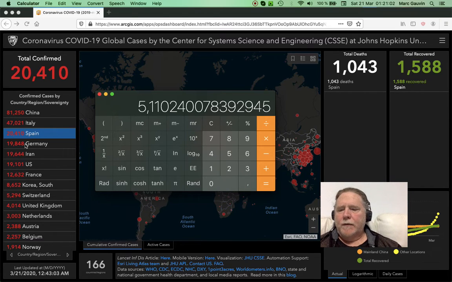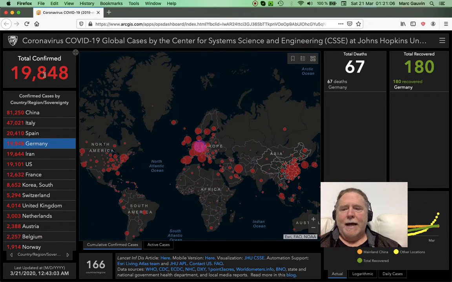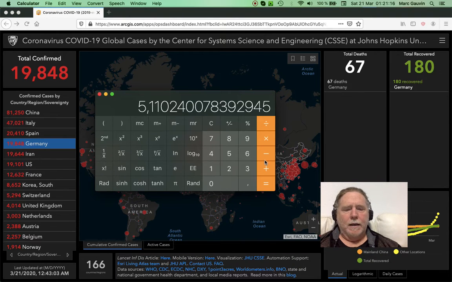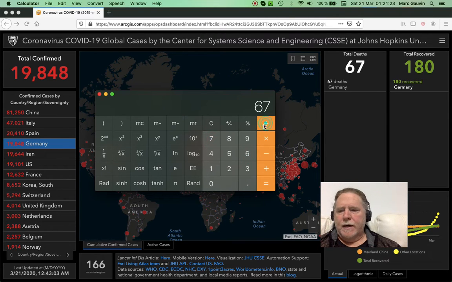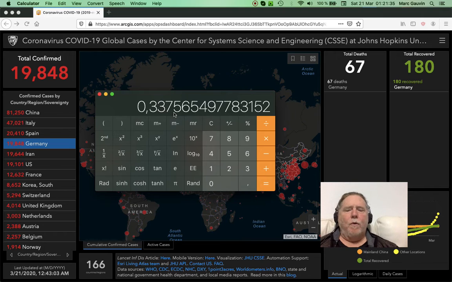Now, if we do the same thing for Germany, we arrive here and we realize that we have 19,000, which is pretty close to the same number of cases as Spain, but we only have 67 deaths. So if we want to do that calculation, we had 5.1 and we clear this, and now we say 67 divided by 19,848 times 100, that gives us 0.33.